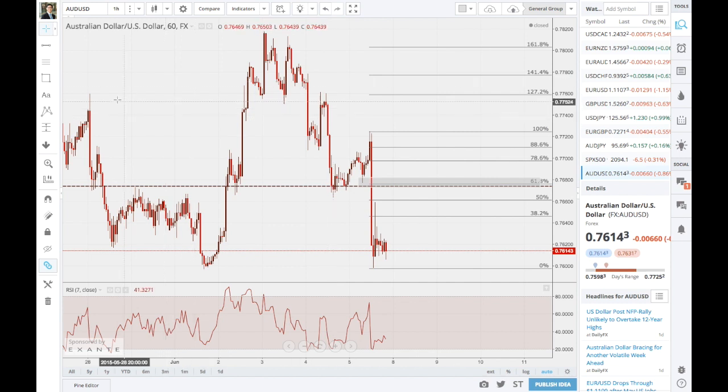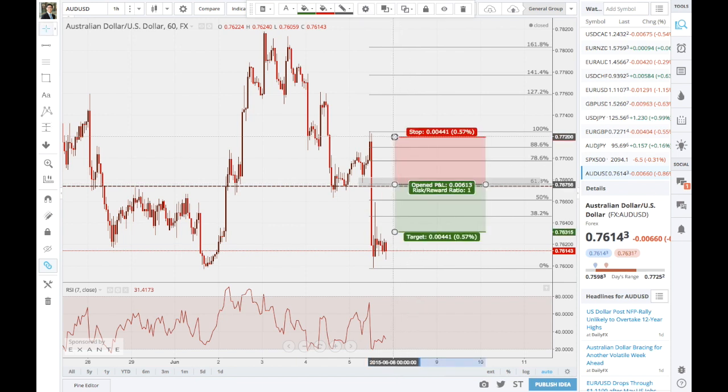Should price come back up, that's where I'm going to take a short position around the 618 level. My stops will have to go above this structure point. So if this is about 77.25, I'll give it another 15 pips buffer. That will be 77.40, somewhere here.